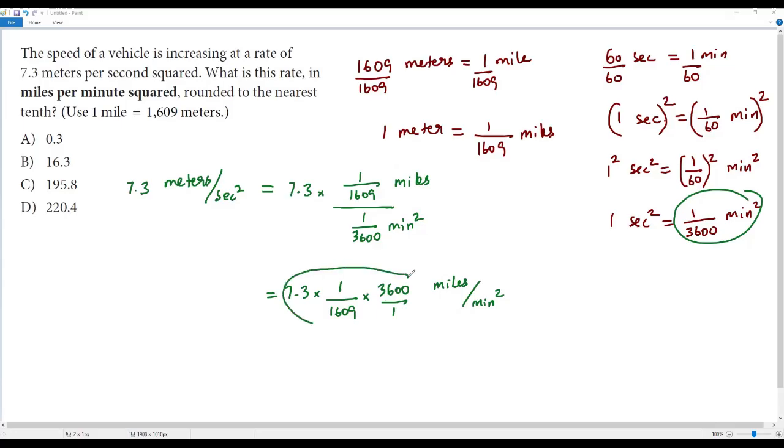Okay, when I simplify this numerical expression using a calculator, I am getting 16.333. It keeps going. According to the given information, we have to round our answer to the nearest tenth. When I round this one to the nearest tenth, I am getting 16.3. That is 16.3 miles per minute squared. Here I have converted the given rate to miles per minute squared. That is 16.3. We find 16.3 in answer choice B. The correct answer choice for this question is B.